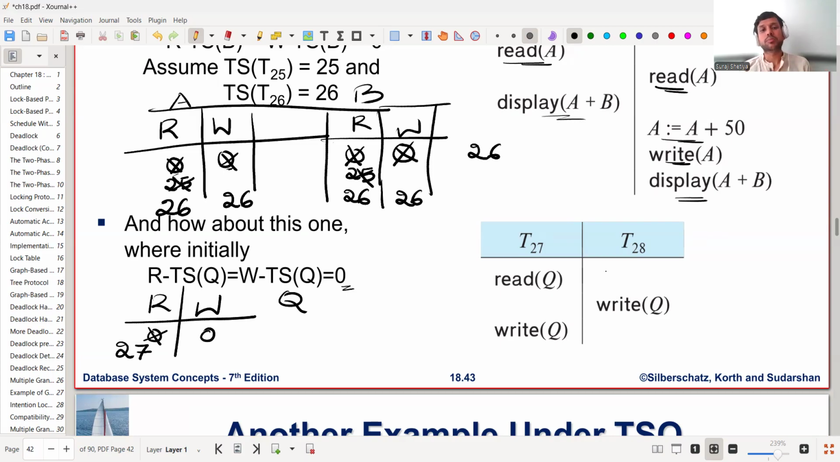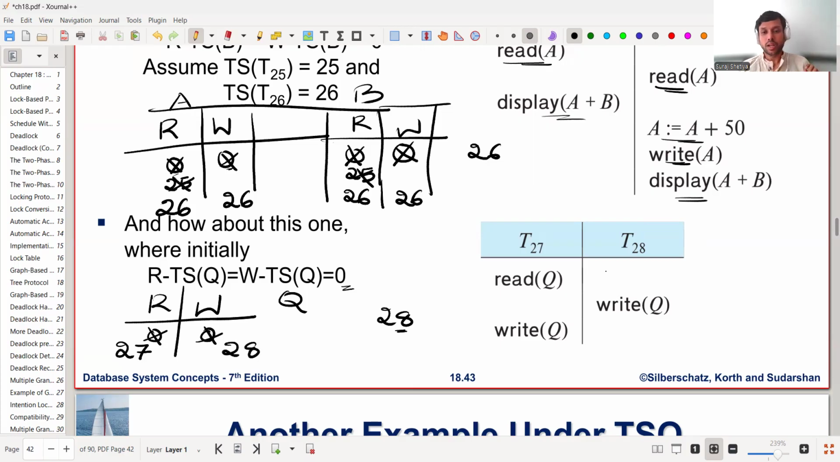Now again, 28 comes in. 28 is again trying to do some operation on Q, but this time it's a write. When it's a write, I have to check both the read timestamp and the write timestamp, and what is being written? 28 is being written. Is 28 greater than or equal to 27? Yes, true. 28 greater than or equal to 0? True. So I can write. So far there are no issues.